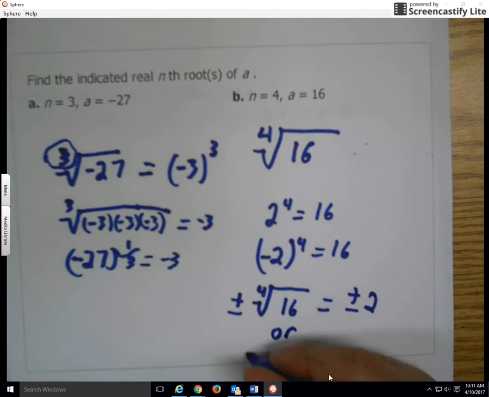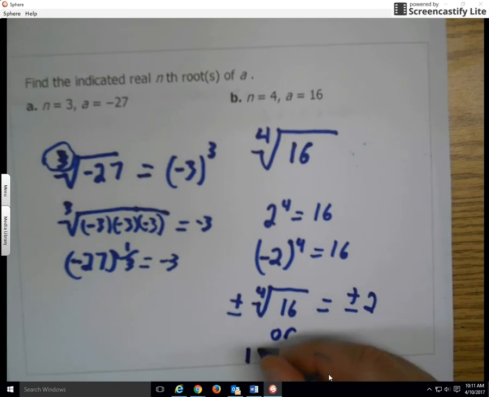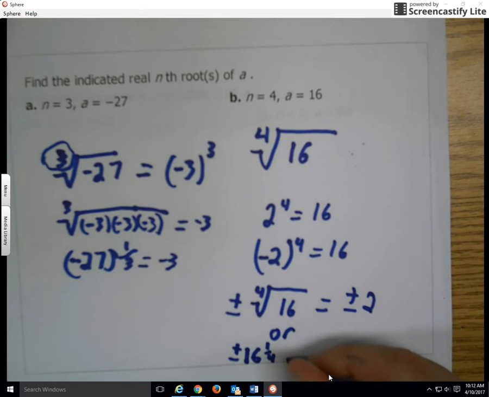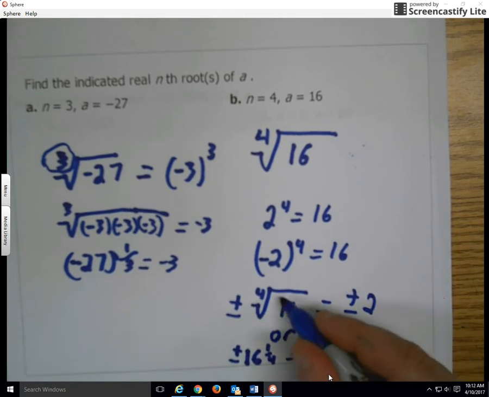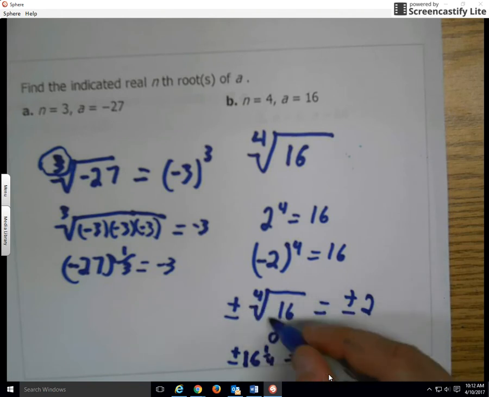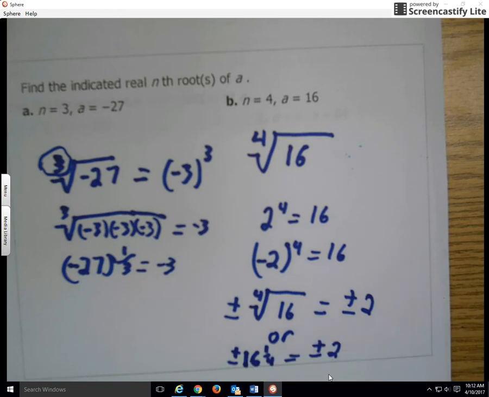So room on here. You could also write plus or minus 16 to the 1 over 4. Right? Which also equals plus or minus 2. Remember, this way to write it with the radical and this way of writing it with the fractions are the exact same thing. Okay.